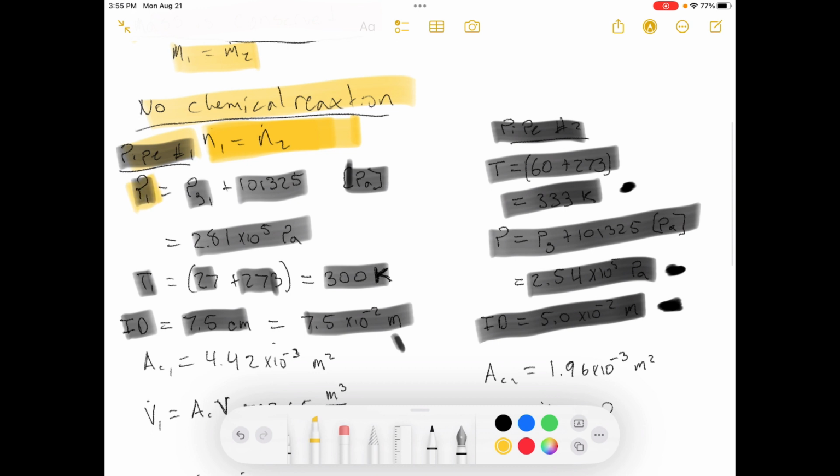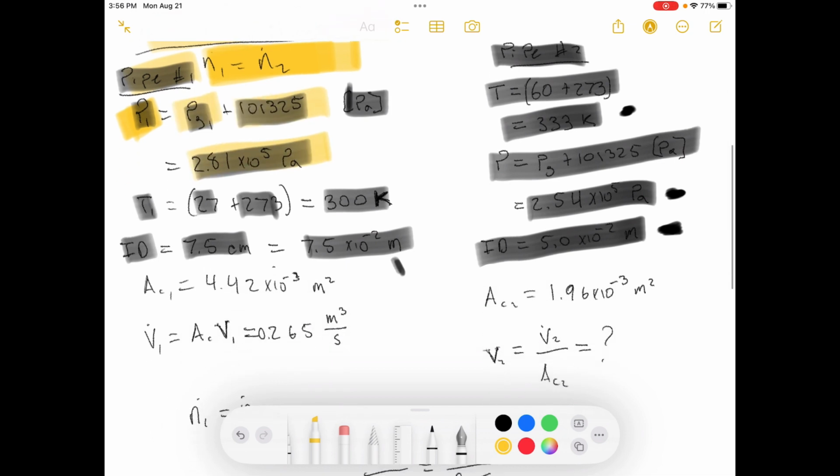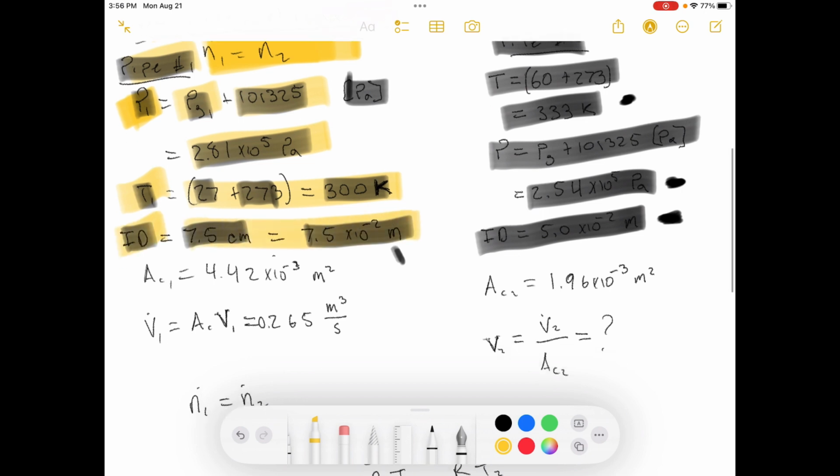For pipe 1, we have our pressure, and you have to use the absolute pressure, not the gauge pressure. So this is the gauge pressure plus atmospheric pressure, which gives us the absolute pressure in pascals. We have to use absolute temperature, so we convert to Kelvin. Then we take our inner diameter of the pipe and convert it into meters so it's in SI units.